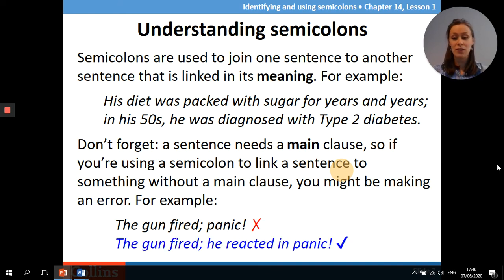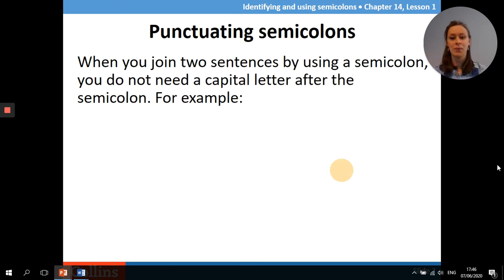However, if you were trying to use a semicolon, something like this would be more appropriate. The gun fired; he reacted in panic. This time, the clause, he reacted in panic, could stand alone as a simple sentence. And that's what we need. Both sides of the semicolon should make sense on their own, so that when you put them together, they are clearly joining two main clauses, and they have to be linked in meaning as well.